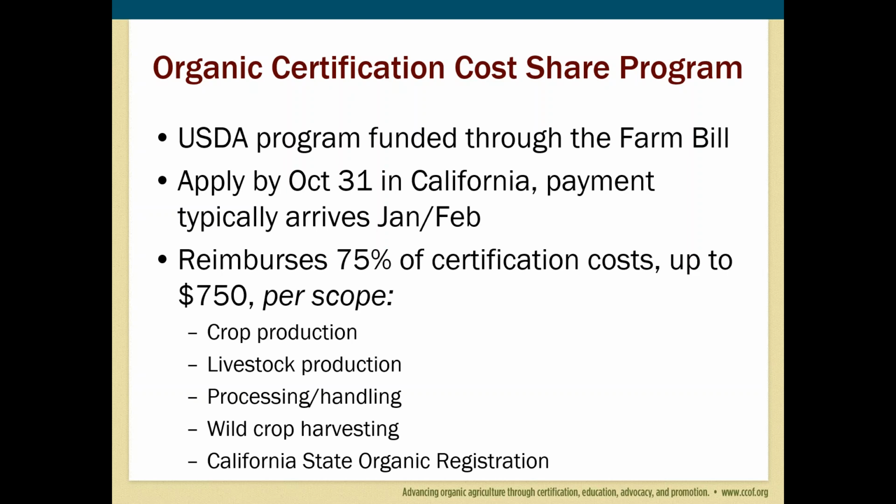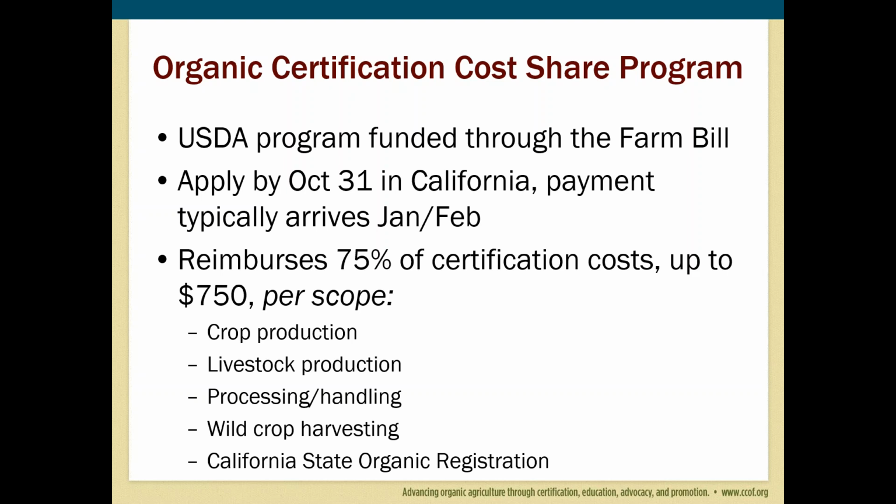The good news when it comes to the costs is that there is cost share funding available. This is a federally funded program authorized under the Farm Bill, and it can help lower the economic barrier to obtaining certification. Any operation that's certified organic in the United States is eligible to apply, and the process is fairly simple. There's an application form. You would include a copy of your certificate, receipts for certification bills, and there's an additional tax form that's required to round out your application packet.